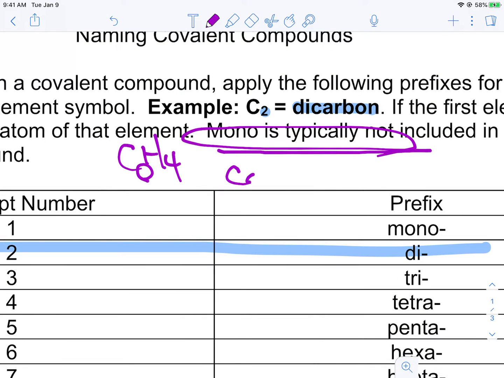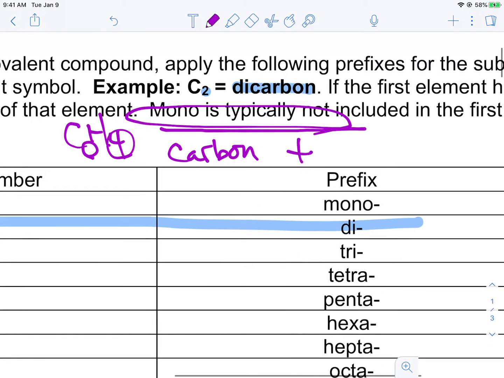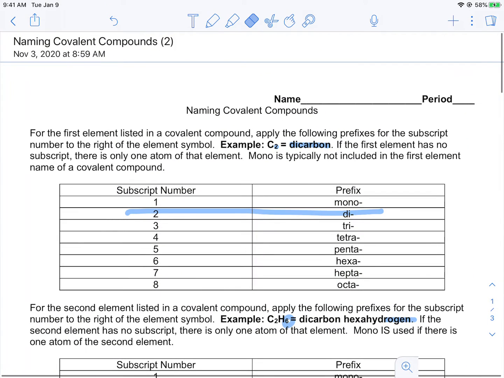You can say carbon, and since there's 4 hydrogens, that would be tetra. Or you could say monocarbon. It doesn't matter, but for the first element, you can usually omit the first prefix, which is mono. All other prefixes, though, if it's di, meaning 2 and up, that's going to be included no matter what.